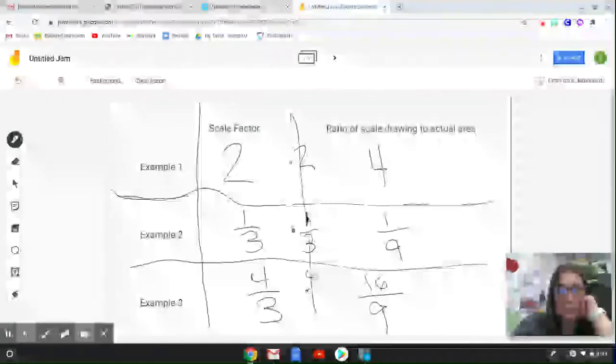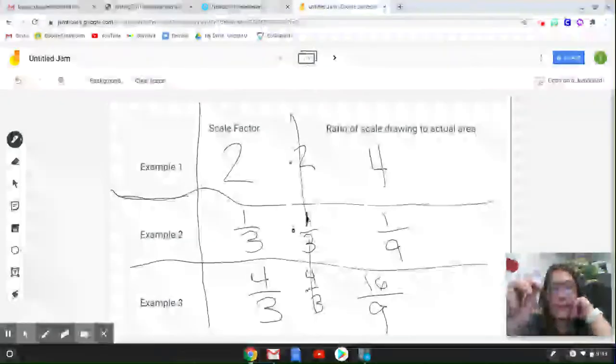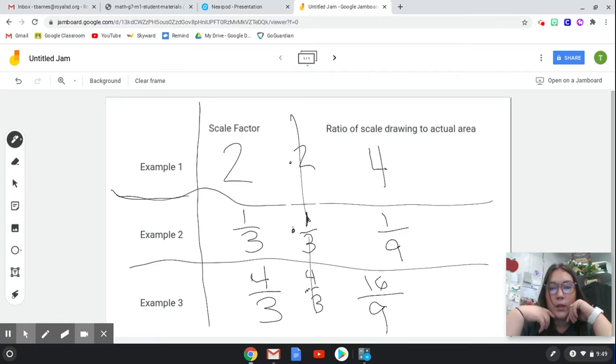What if I multiplied this one by 4/3? 4 times 4 is 16, and 3 times 3 is 9. There's a pattern. If you multiply the scale factor by itself, then it equals the ratio of the scale drawing to the actual area. So another way to say that, you guys, is the scale factor can be squared to equal the ratio of the scale drawing area to the actual area.